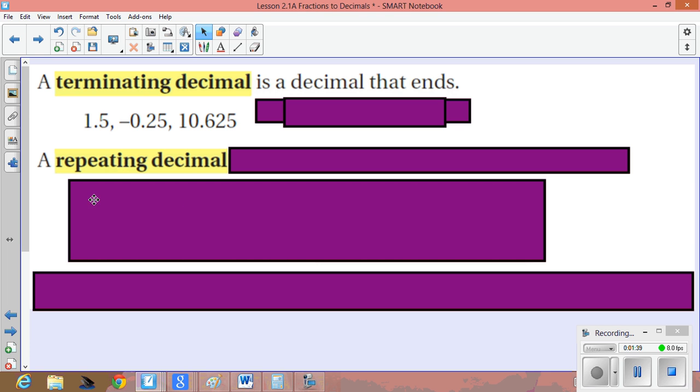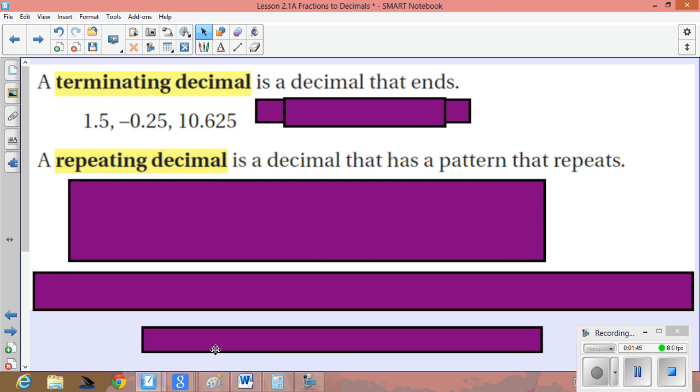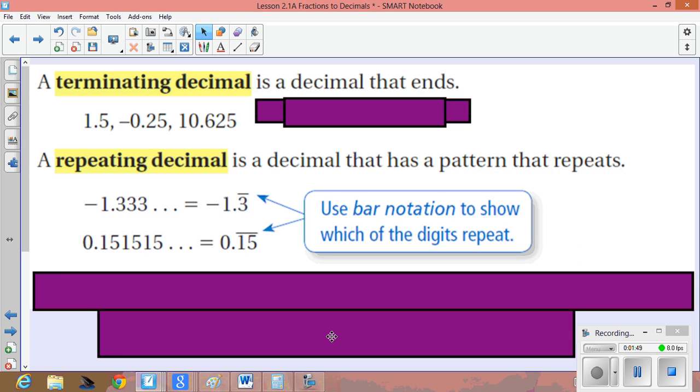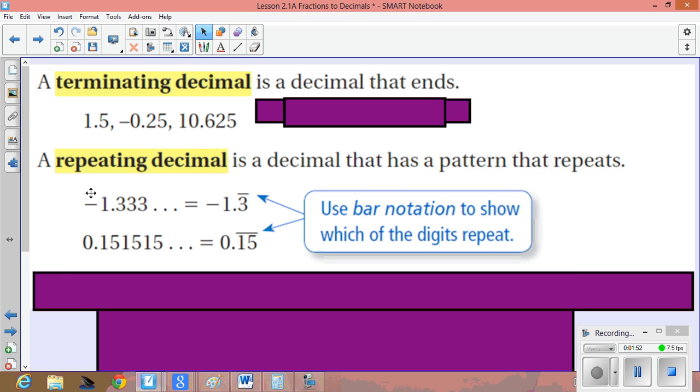Repeating decimals is exactly what it sounds like. It's decimals that repeat in a pattern and they never ever stop. And here's some examples of repeating decimals.